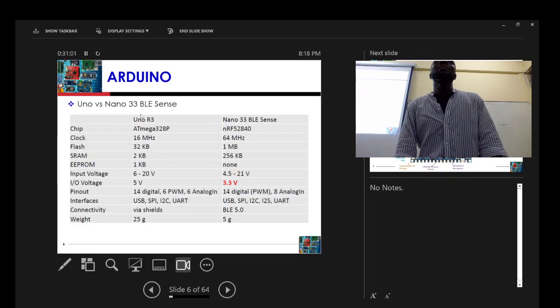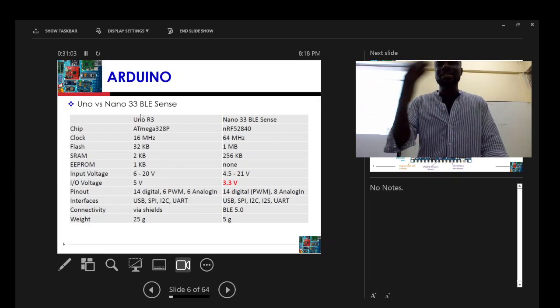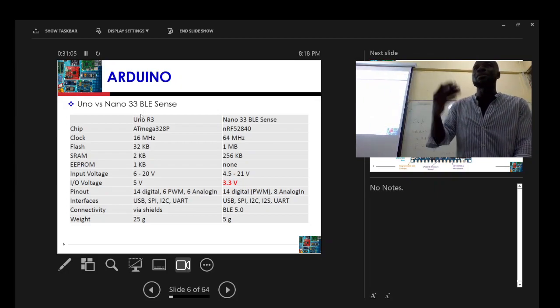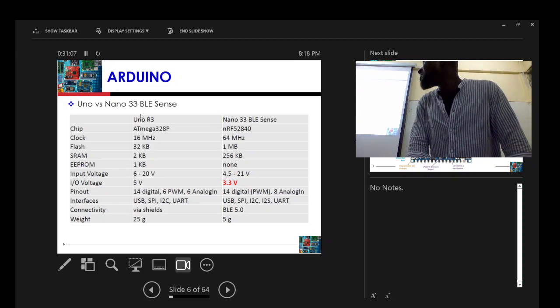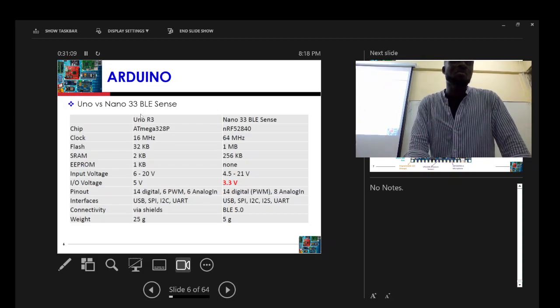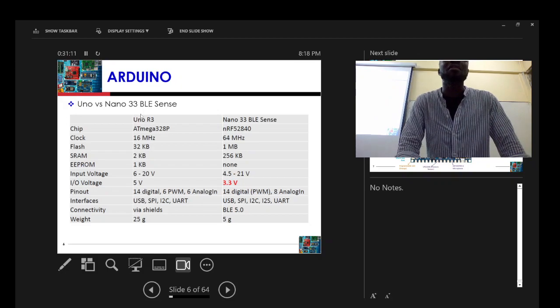So once you are designing an application, most of you will probably be using one of these boards, the Uno or the Nano, for your final year project, right? Has any of you thought about your final year project?